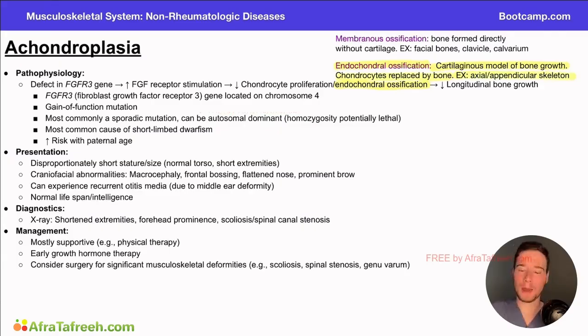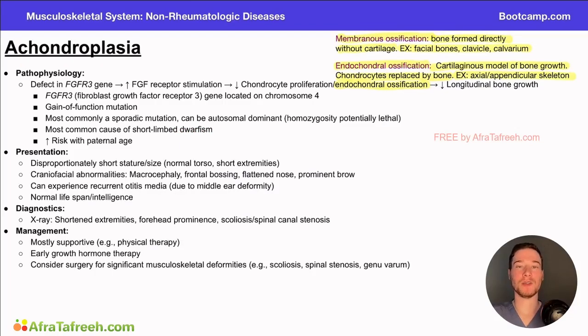In contrast, membranous ossification is bone that is formed directly without the use of cartilage. So it's just laid down. That is to say, the woven bone occurs without first having chondrocytes present. It is then again later remodeled to lamellar bone. Some examples of this include facial bones, the clavicle, and the calvarium.